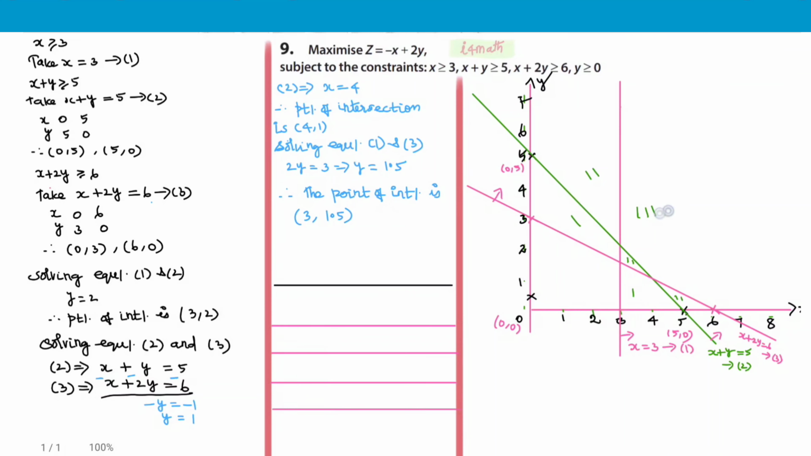That means the maximum number of shadings occurs here, and this is an unbounded region also. Now the region for shading is here. So this is the feasible region. Now let us shade these places.